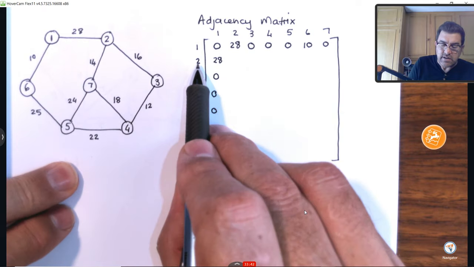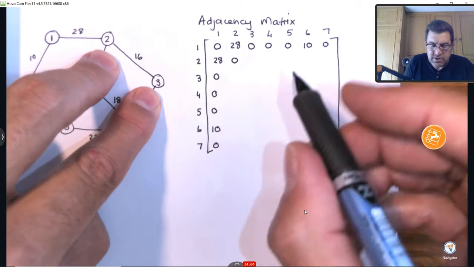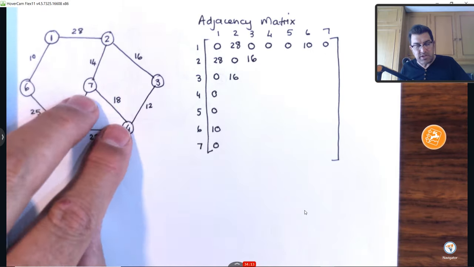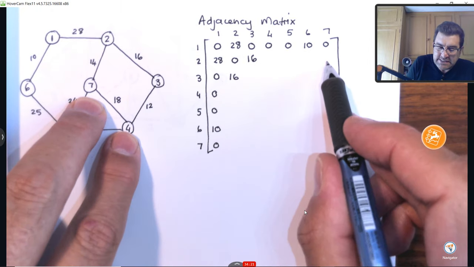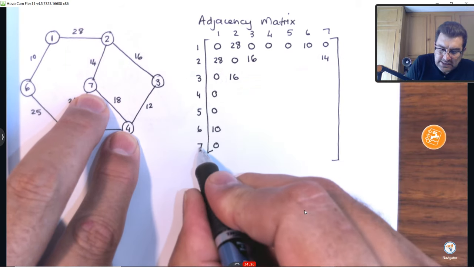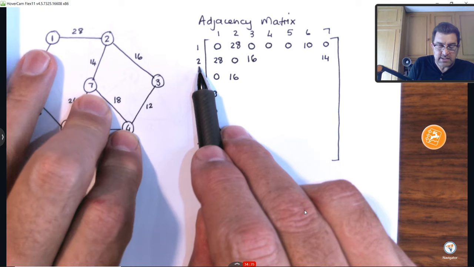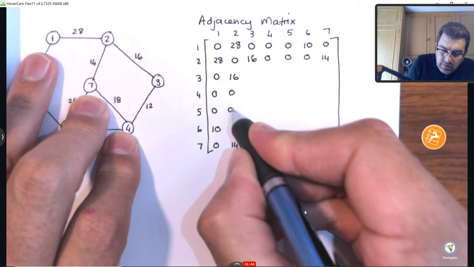Okay, so let us go for the second. Vertex 2 to vertex 2, there's no pathway, it's the same vertex. Remember, this graph doesn't have a loop in it. If there was a loop, it wouldn't carry weight because it's just showing you returning to 2, so the weight in any case is naught. Between 2 and 3, is there an edge? Yes, there's an edge of weight 16, so between 3 and 2, that edge will still be present. Between 2 and 7, there's a weight of 14, so between 7 and 2, there will still be a weight of 14. So vertex 2 is only adjacent to 1, 3, and 7. We record zeros in the other columns because it's not connected to them.